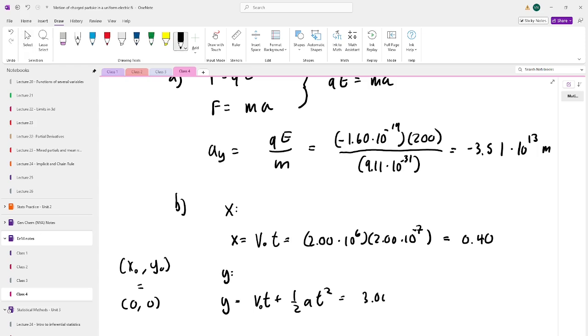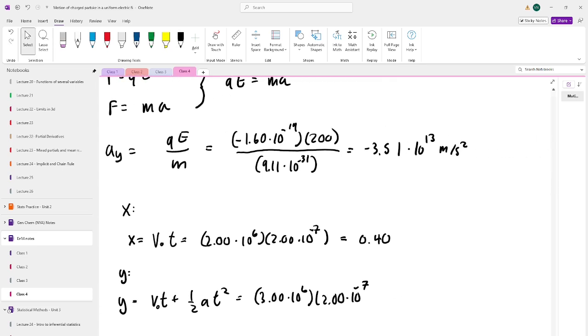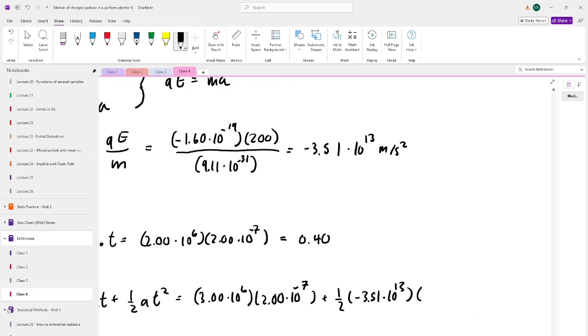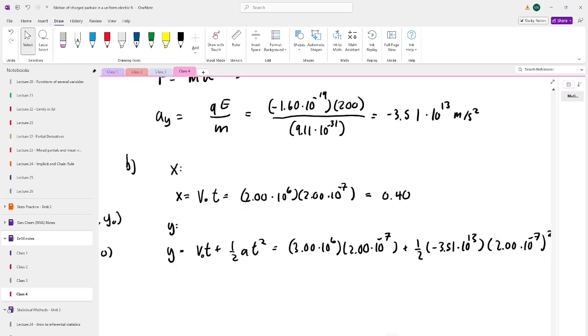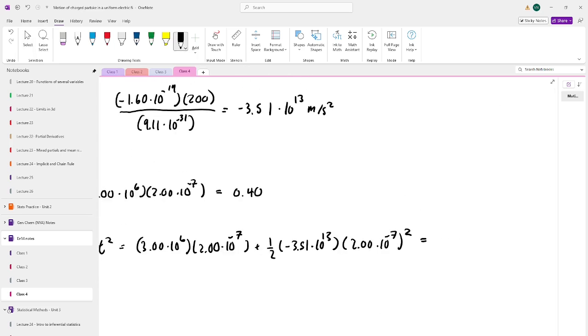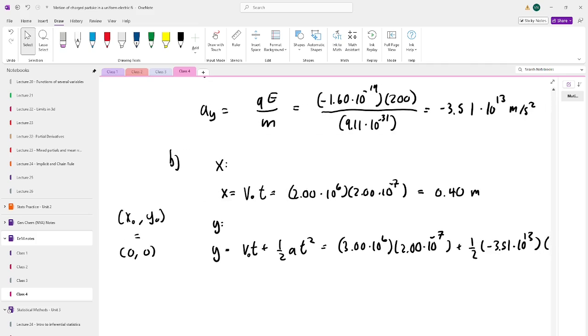So it's also 3.00 times 10 to the 6. And then the time, 2.00 times 10 to the minus 7. And then we add a half times the acceleration, which we just calculated to be minus 3.51 times 10 to the 13. And then the time, same value as before, 10 to the minus 7 squared. Okay, so we can compute this now. And that gives me minus 0.102 meters.